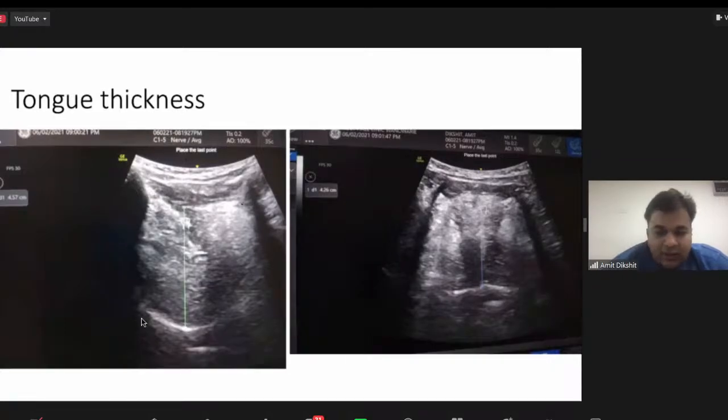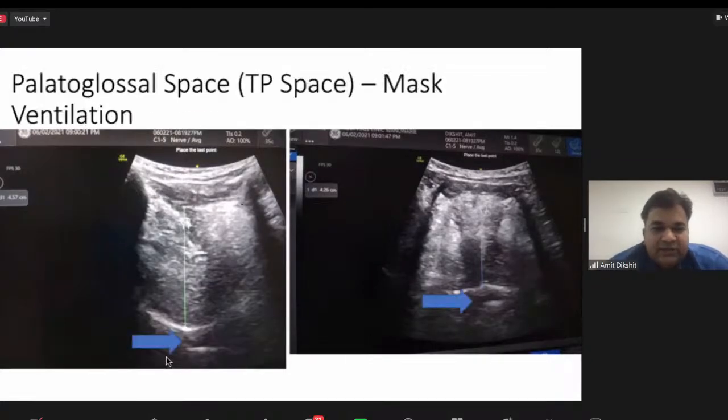Now you can see another parameter which has recently been discussed, and this is the TP space, the palatoglossal space. In this view, we see the palate, and between the tongue and palate there is a space. There is no such parameter as of now when we assess the airway with a conventional method. We ask for the MPC score, we ask the person to put out the tongue. When they put out the tongue, we see the posterior pharyngeal wall, the MPC grading.